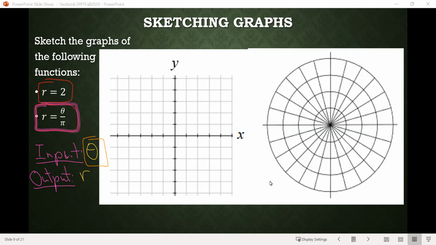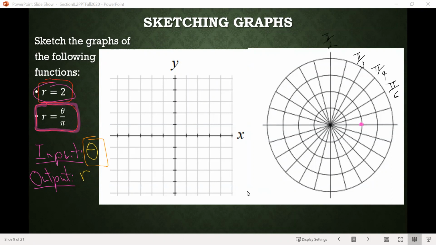Well, if we think about plotting some points, right? So let's say we input theta equals 0. Well, again, there's no thetas in the equation here, so that gives us an output value of r equals 2. So when theta is 0, r is 2. We should also remind ourselves that along the outside here, this is pi over 6, this is pi over 4, this is pi over 3, and this up here would be pi over 2.